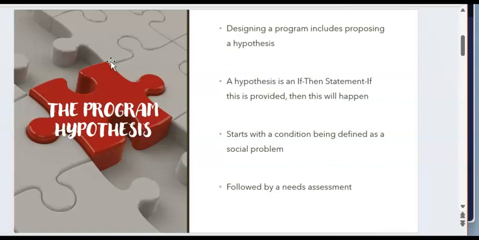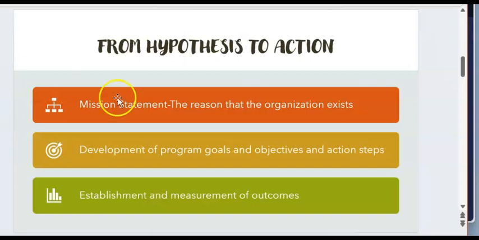It starts with a condition being defined as a social problem and then followed by a needs assessment. And then we go from hypothesis to action. First is the mission statement, the reason that the organization exists, development of program goals and objectives and action steps, and then the establishment of measurable outcomes.